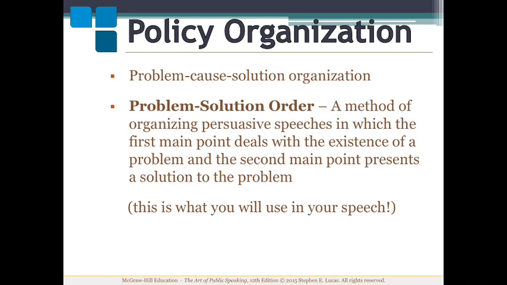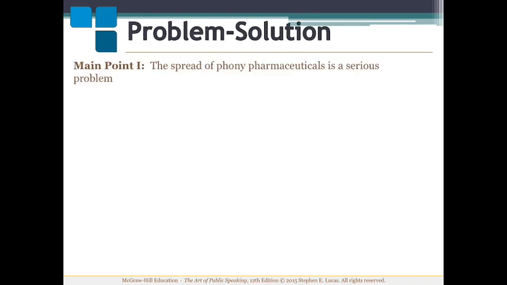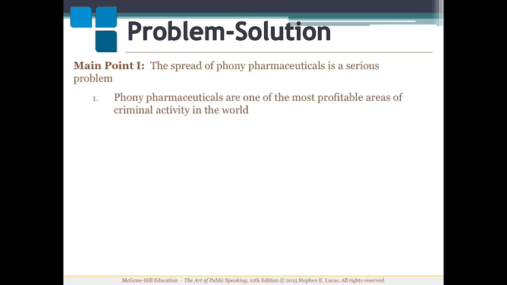This is what I think you guys should use for your speech, by the way. I think this is probably the easiest way. It's the problem solution, or problem cause solution is another way to think about this too. So problem solution is main point 1. Let's use this as an example. The spread of phony pharmaceuticals is a serious problem. Okay, that's a statement. And your challenge here is to prove that this is a problem that needs to be addressed. So that's your persuasion.